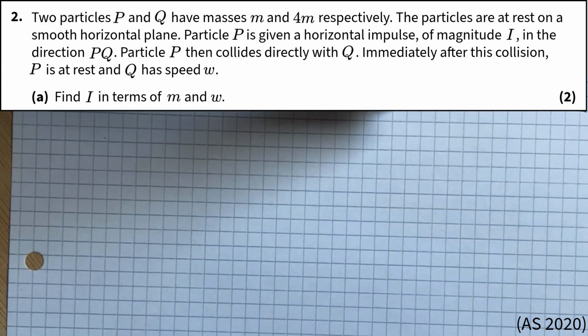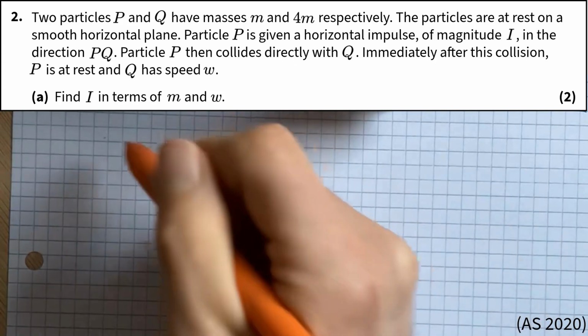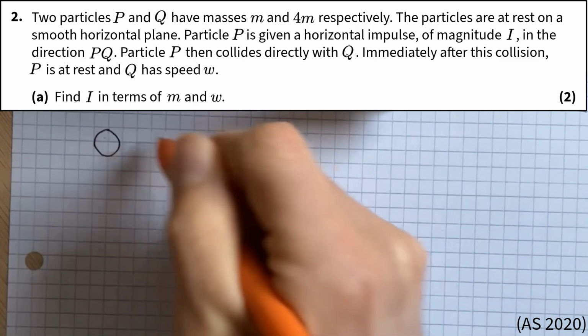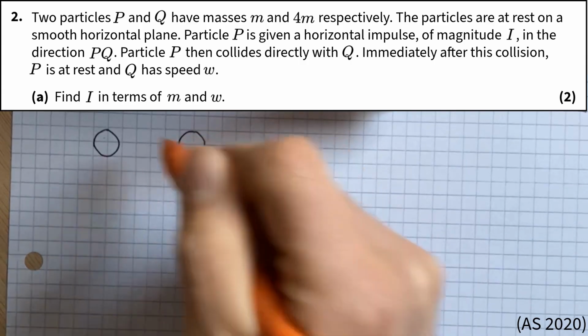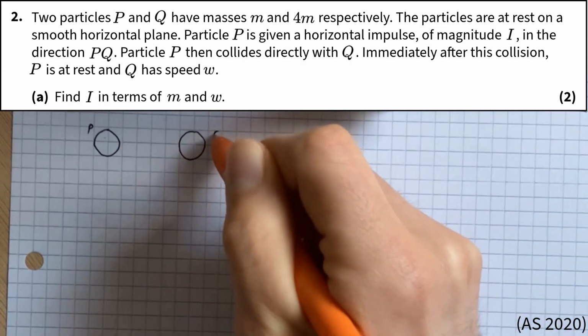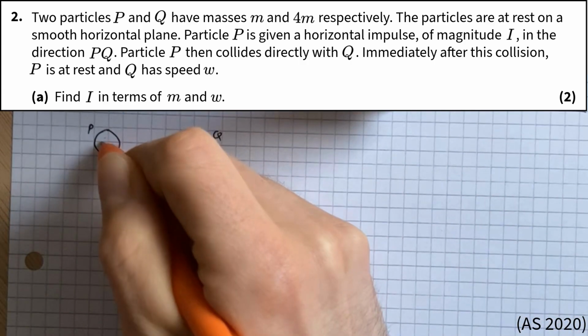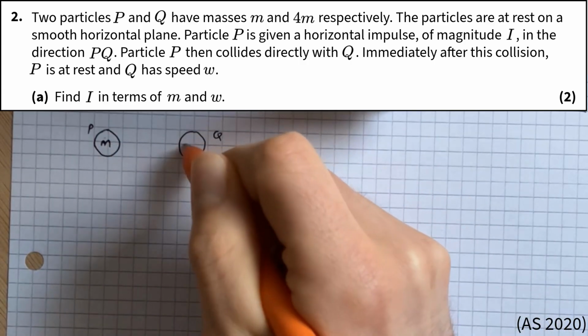Alrighty then, on to question 2. This question is worth 2 marks, but there were more parts after part A. We've got 2 particles, P and Q. I'm going to write their masses in the middle, m and 4m.